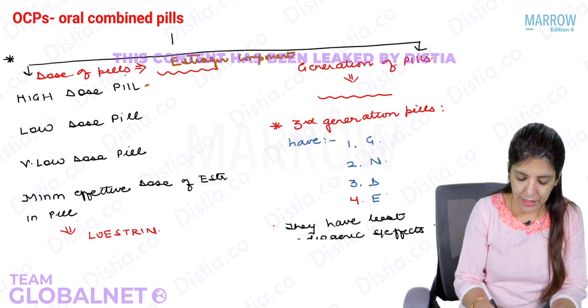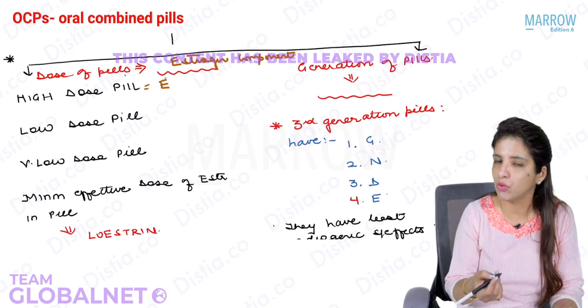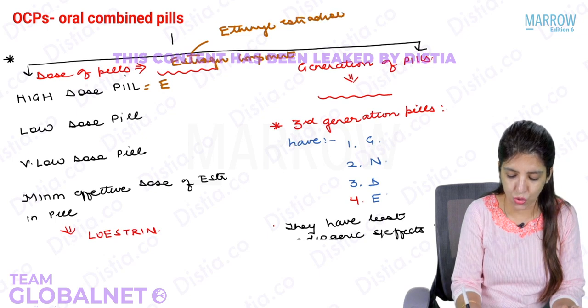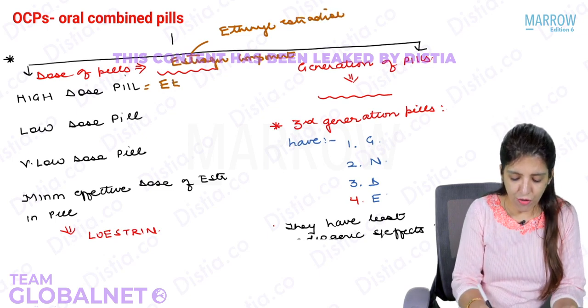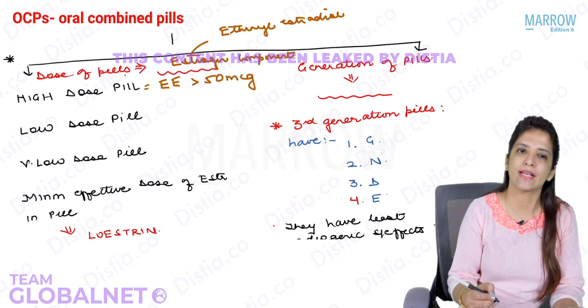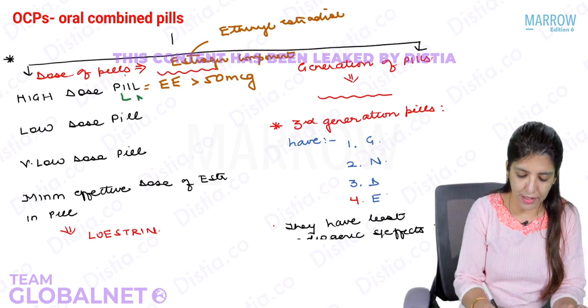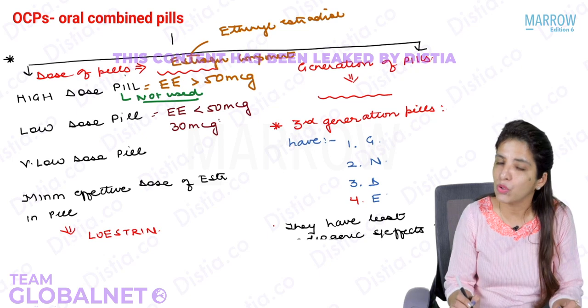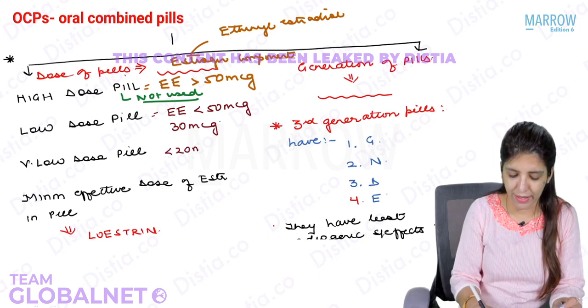A high dose pill is when estrogen, and the most commonly used estrogen in an oral combined pill is ethinyl estradiol, is more than 50 micrograms. Such a pill is called a high dose pill, and a high dose pill is not used these days. A low dose pill means when ethinyl estradiol is less than 50 micrograms, generally the dose is 30 micrograms. Very low dose pills means when it is less than 20 micrograms.